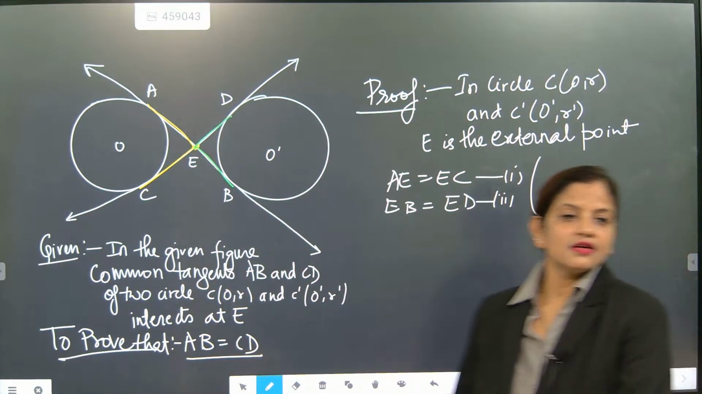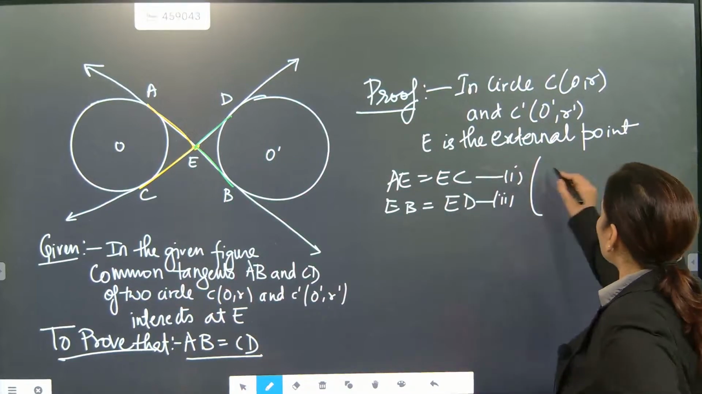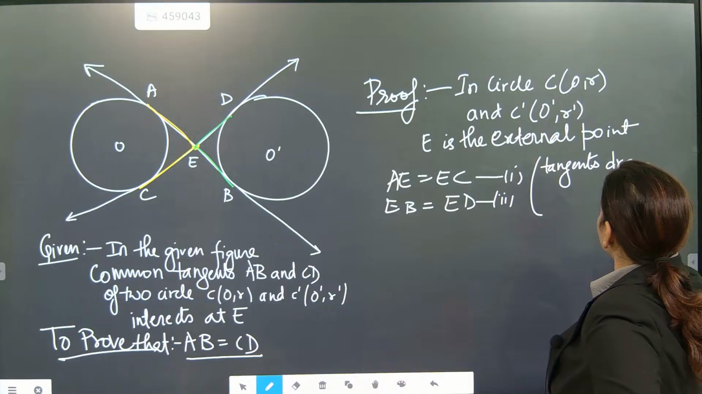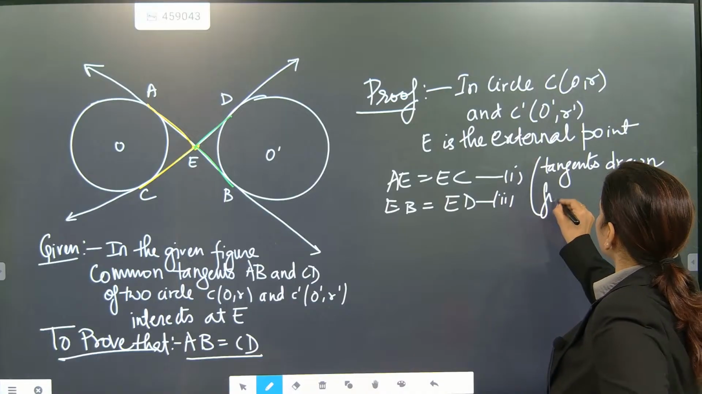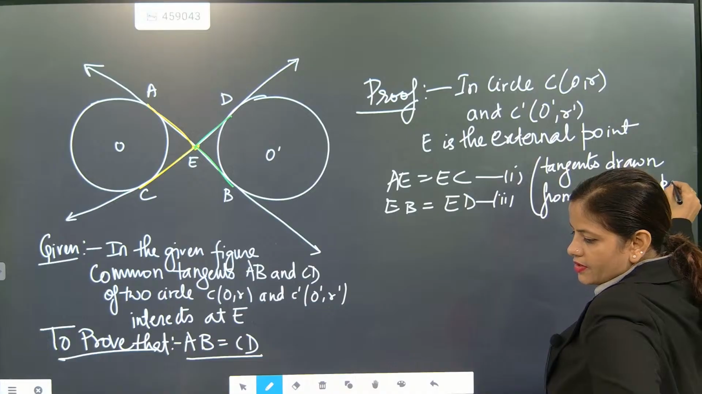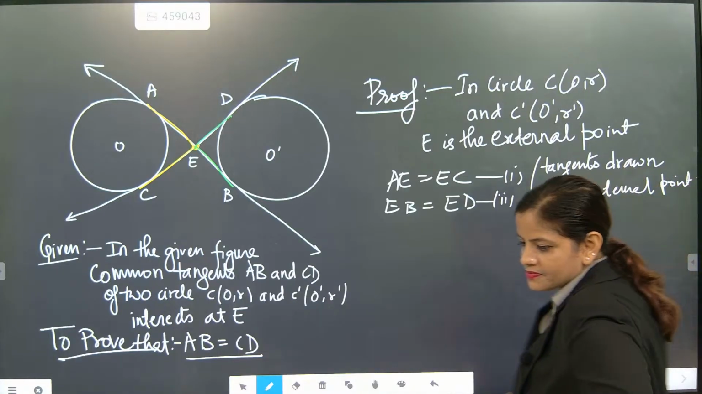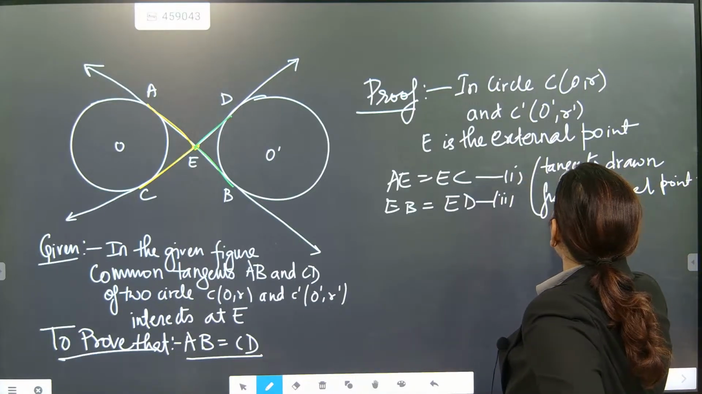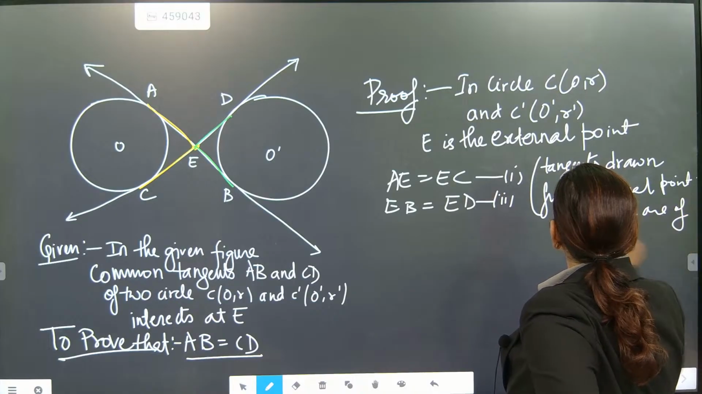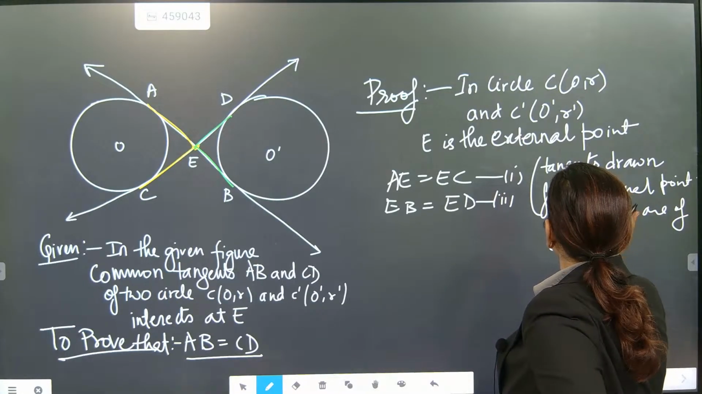So, tangents drawn from an external point of a circle are of equal length.